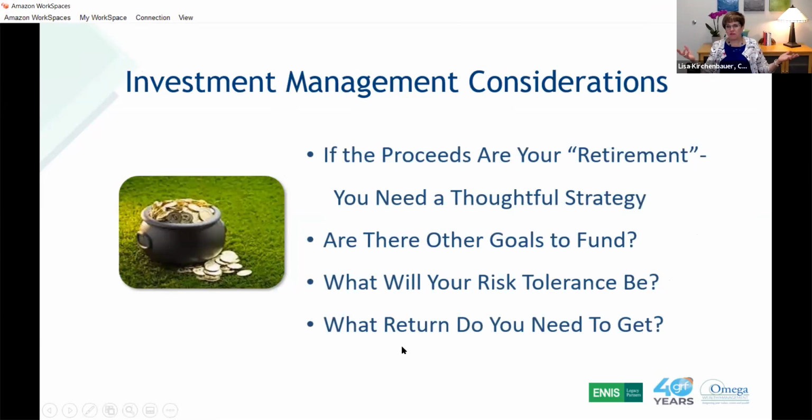So, this is often the piece that everybody thinks I'm focused on as business owners when they're thinking about their personal financial planning situation. All they're focused on is the investment management considerations.